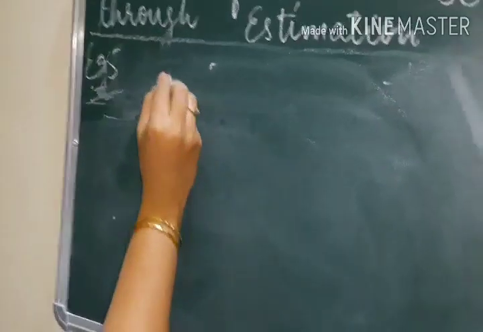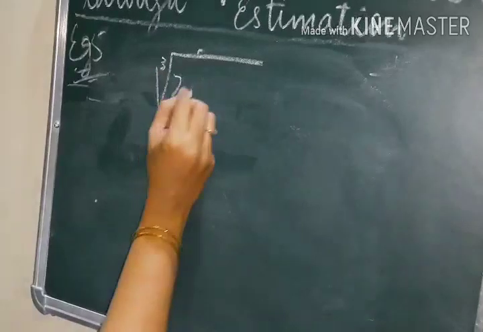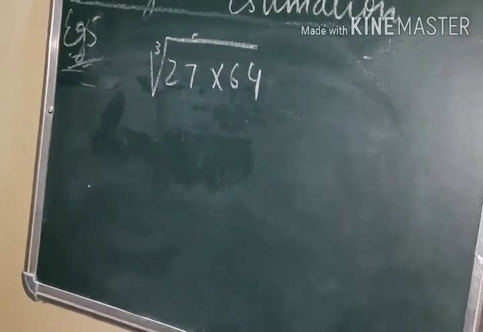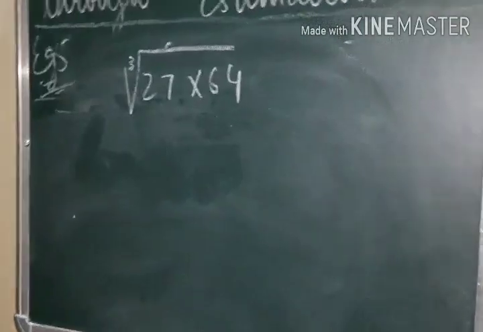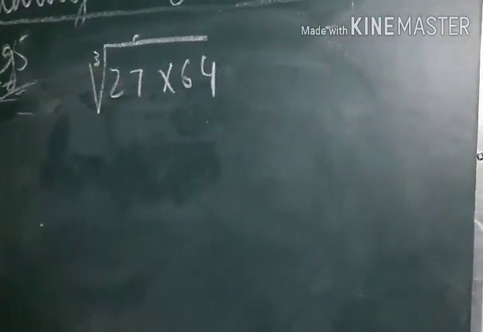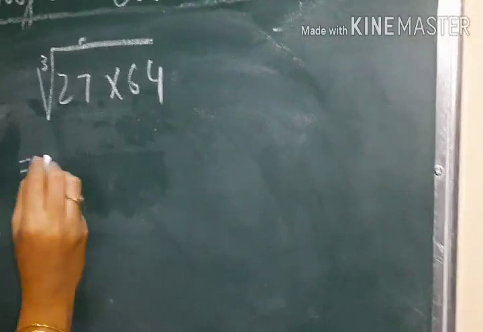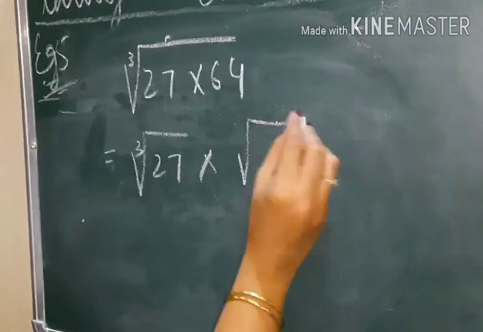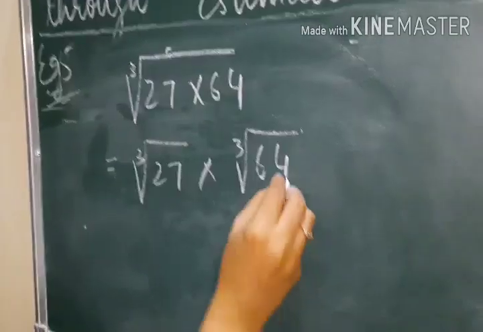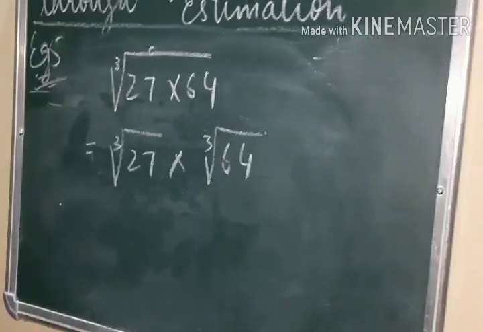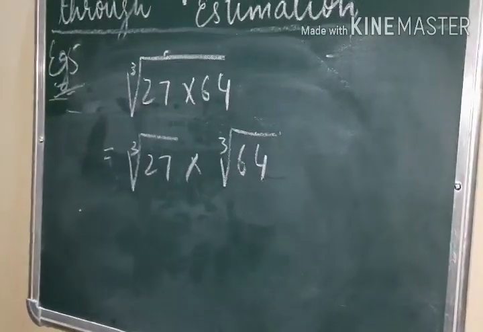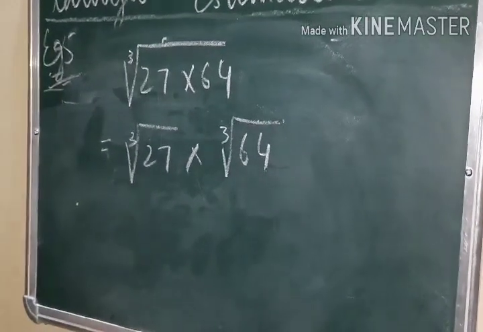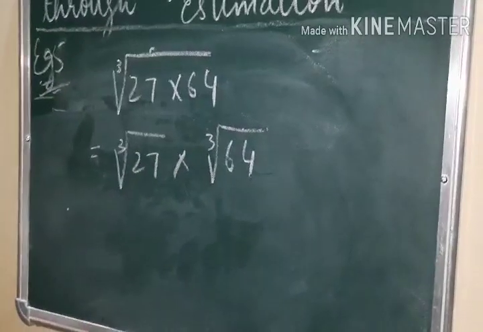Example number 5, cube root of 27 into 64. Now for such questions, you don't have to multiply them, right? Whenever two numbers are in multiplication, we just separate them. We'll write them as cube root of 27 into cube root of 64. Whenever we have two numbers in multiplication in a cube root, we will not multiply them. We'll just write them in separate cube roots.